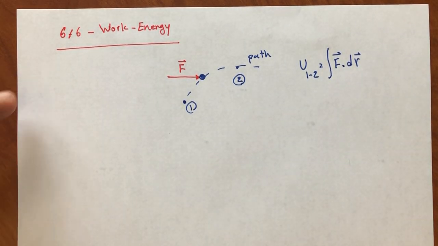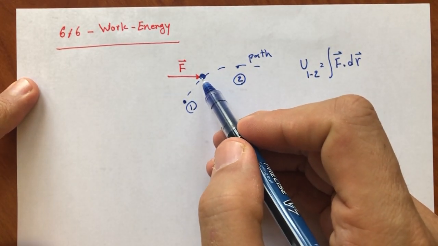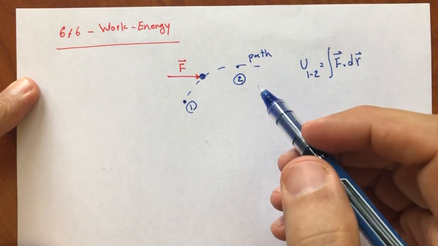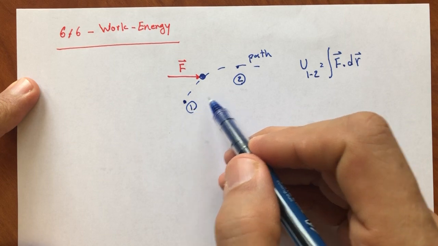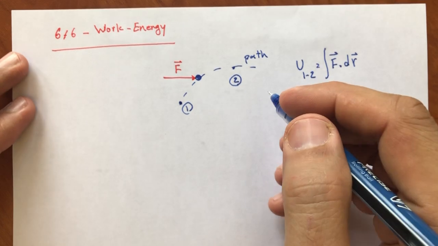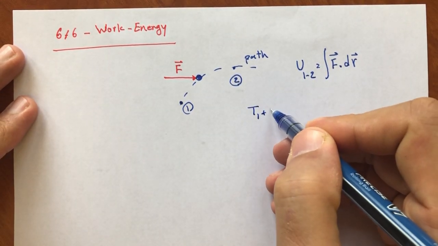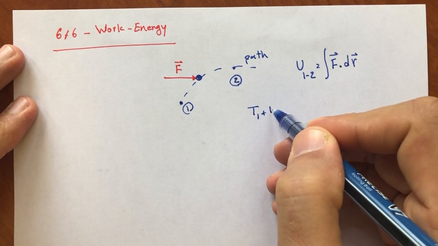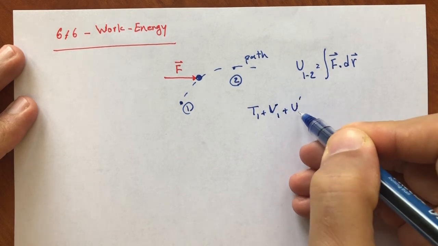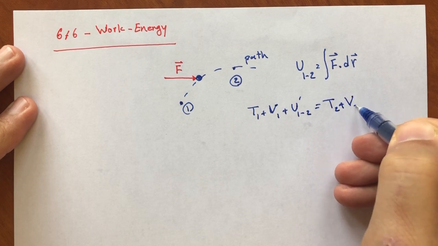And also, we showed that if you consider all the forces that you are applying to the particle, then we have the work energy equation between point 1 and point 2. If you consider all the forces and calculate the work of them, at the end we came up with this equation: T1 plus V1 plus U prime from 1 to 2 is equal to T2 plus V2.